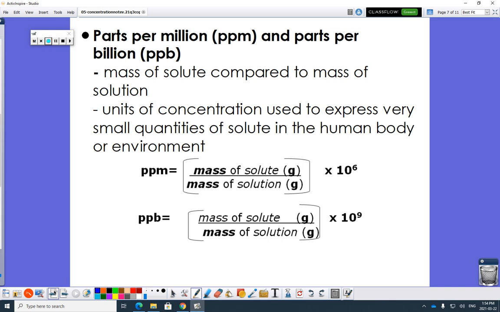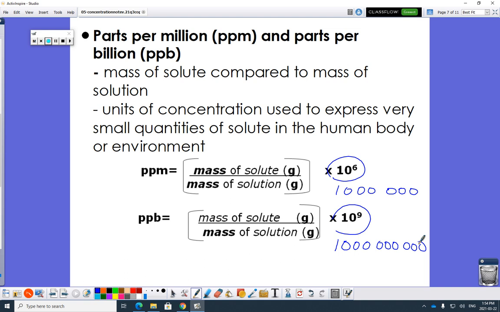Okay? So it's still solute over solution, but instead of times 100, it's times 1,000,000 or times 1,000,000,000. If you don't prefer scientific notation, you can use 1,000,000, which is 6 zeros. That's why it's 10 to the power of 6, and a billion is 9. That's why it's 10 to the power of 9. That'll work too. But it's still the same thing, solute over solution.